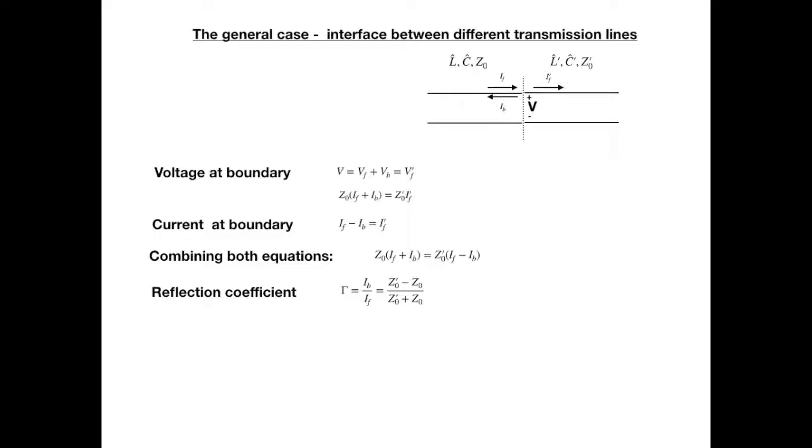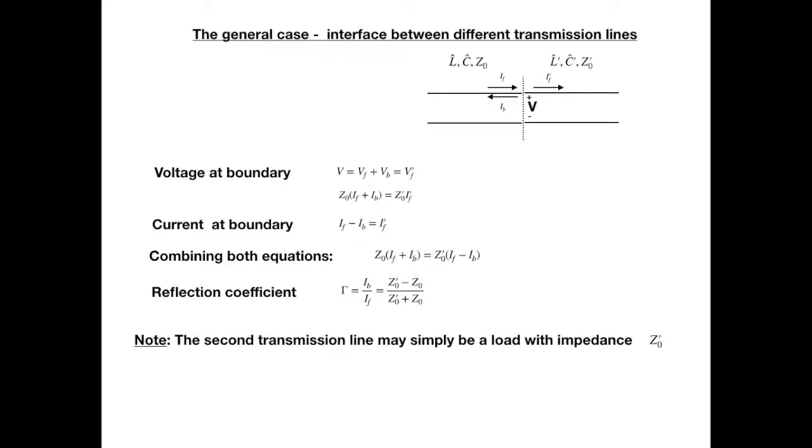The ratio is called the reflection coefficient, for obvious reasons. It's usually denoted by the letter gamma, and its value is given by this formula which relates the impedances of the different transmission lines and the reflection factor. Note that if the impedances are exactly the same, we get no reflection, and it's obvious because it's the same transmission line.